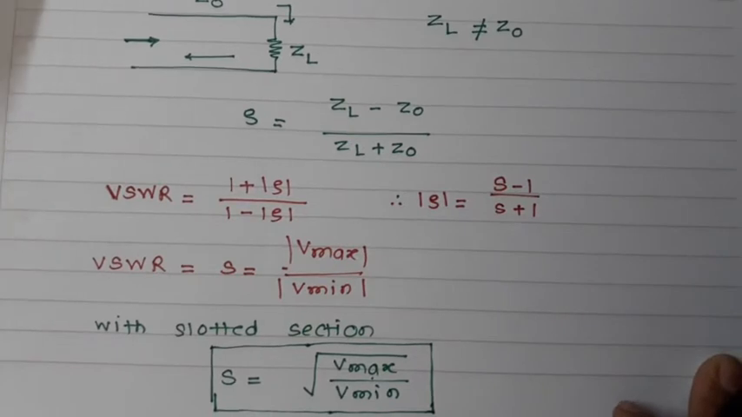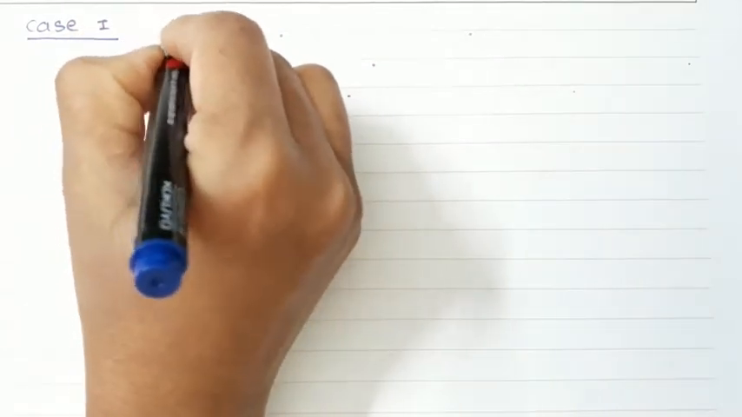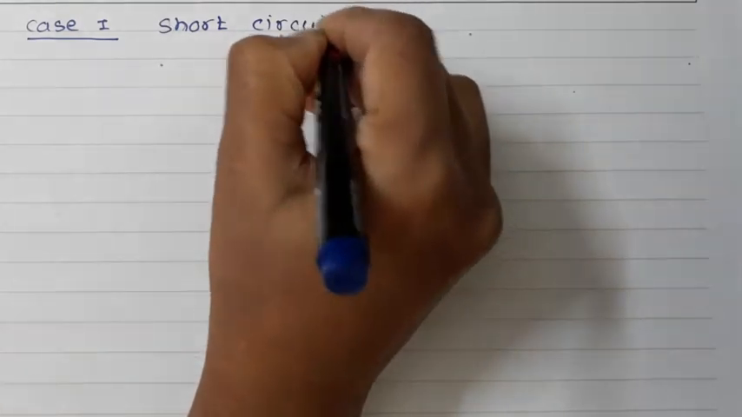So let us talk about the voltage standing wave ratio for three different conditions. The first condition which we are taking is the short circuit condition, which we can consider as case 1. In case 1, your load is a short, or you are short circuiting your circuit.